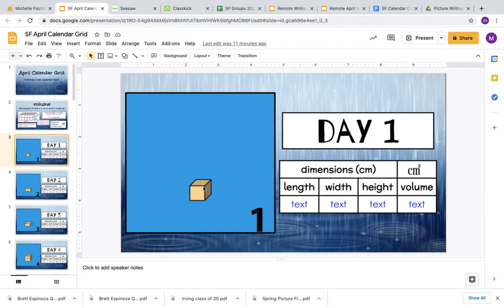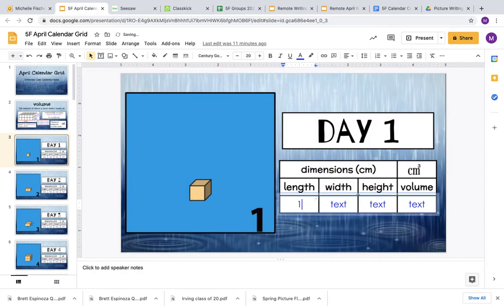So looking at day 1, we have 1 cube. So in this case, our length is going to be 1. Our width is also 1. It is 1 unit wide, and our height is also 1. When we multiply those 3 numbers together, 1 times 1 times 1, we would get 1 cm cubed. And I can't make a small one right now, so that's the best I'm going to be able to do for this. All right, let's go on to day 2.